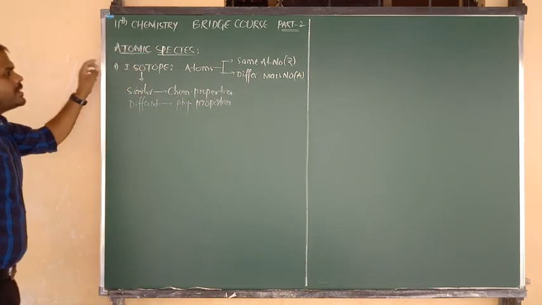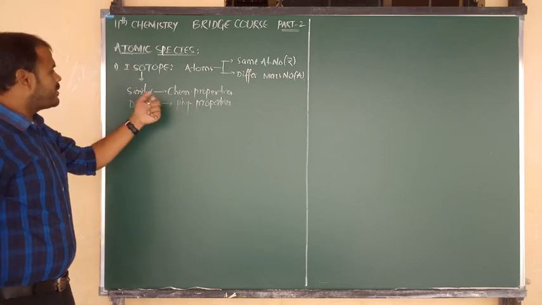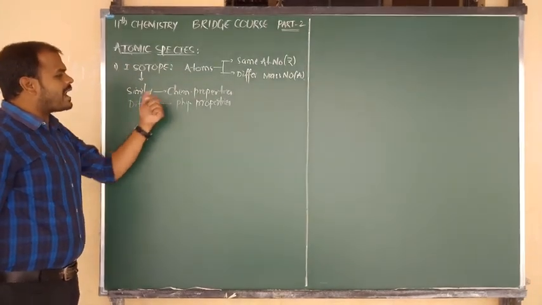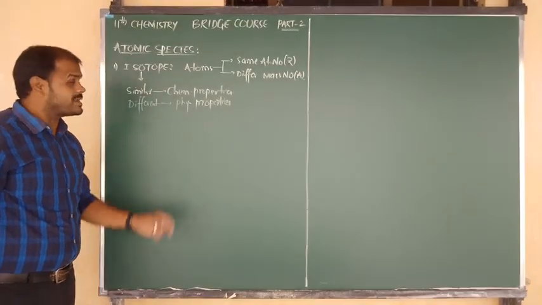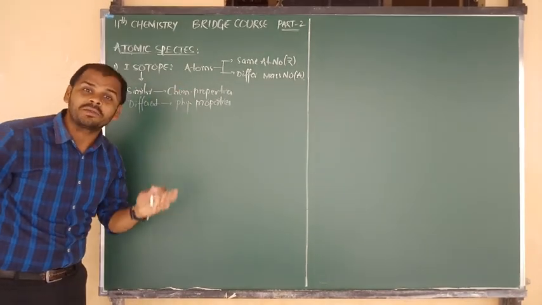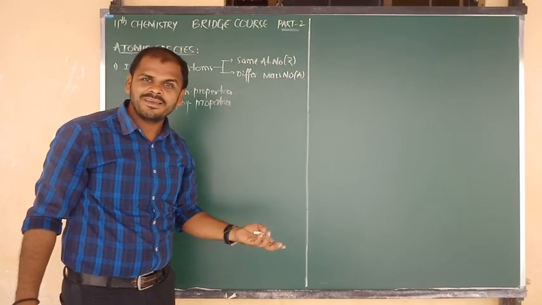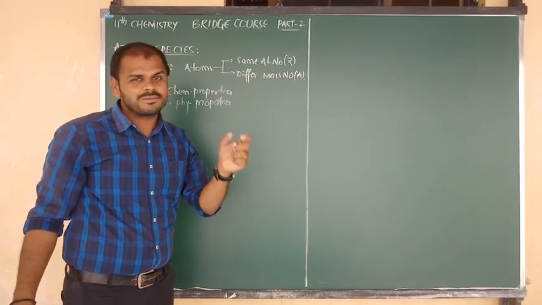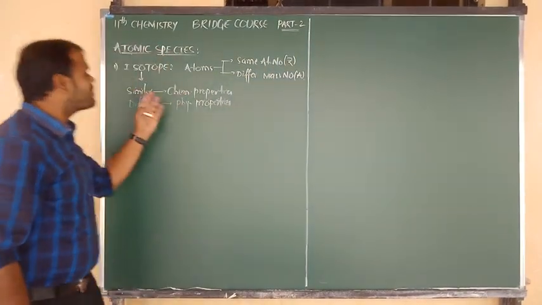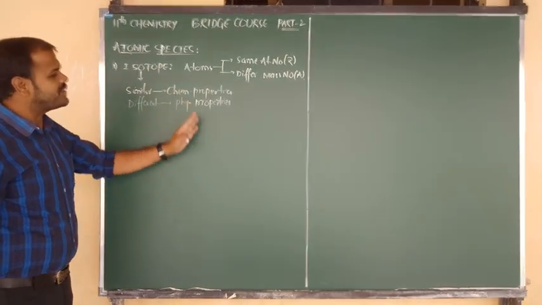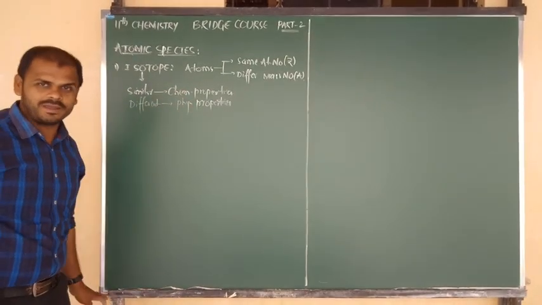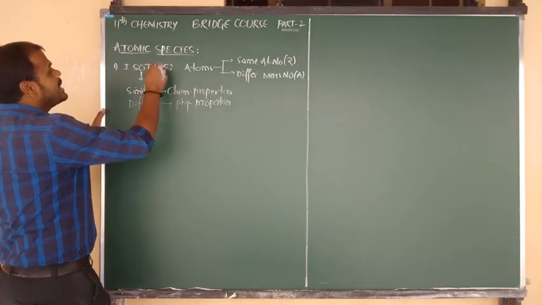So isotopes exhibit similar chemical properties and differ in physical properties. Why do they show similar chemical properties? Because their atomic numbers are the same. The same atomic number means the same atom, so their chemical properties are similar, but they show a difference in physical properties.